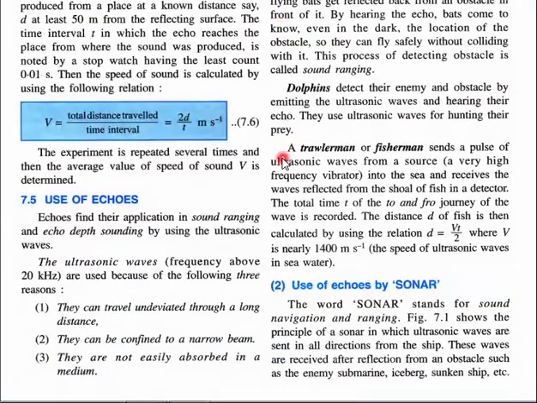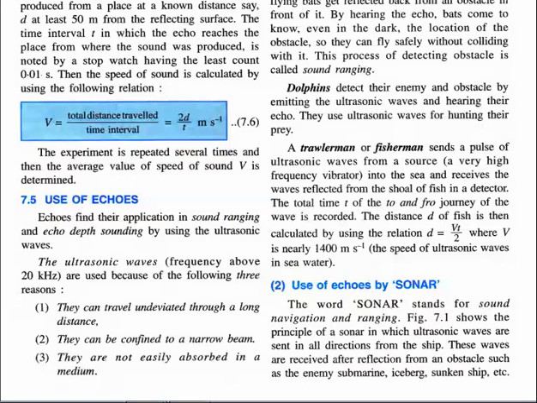Then uses of echo, you should learn. They'll ask. So just highlight some of them. They can travel undeviated through a long distance. They can be confined to a narrow beam. They are not easily absorbed in a medium. Okay. So this is also important. Sonar. What is sonar? Sound navigation and ranging.